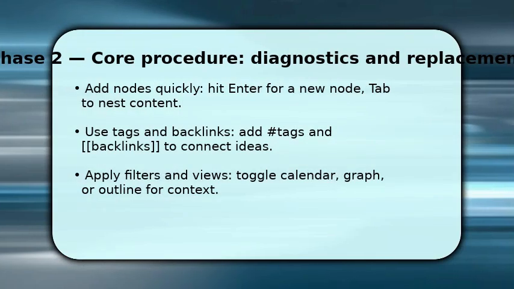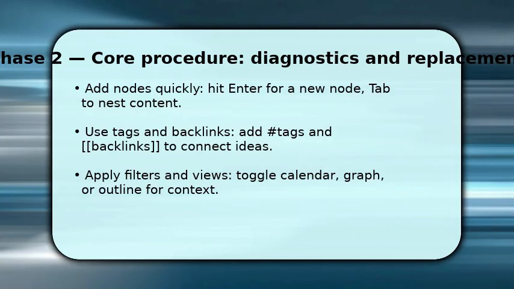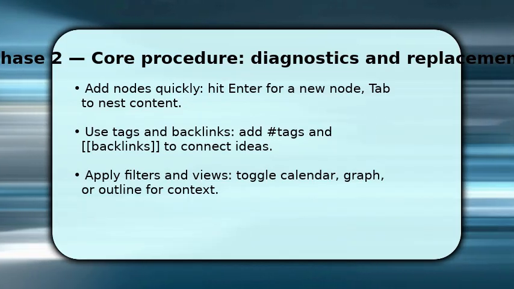You now start building and organizing notes by adding nodes. Press Enter for a new node and tab to nest related content, because nested context keeps thought structured. Once done, use hashtags and backlinks to connect ideas across your Roam. Tags let you filter later, backlinks reveal relationships.